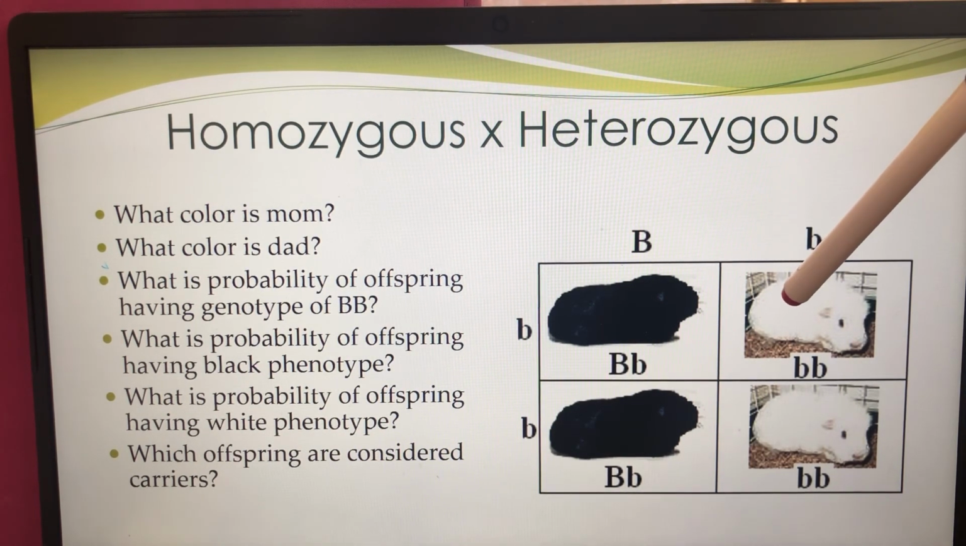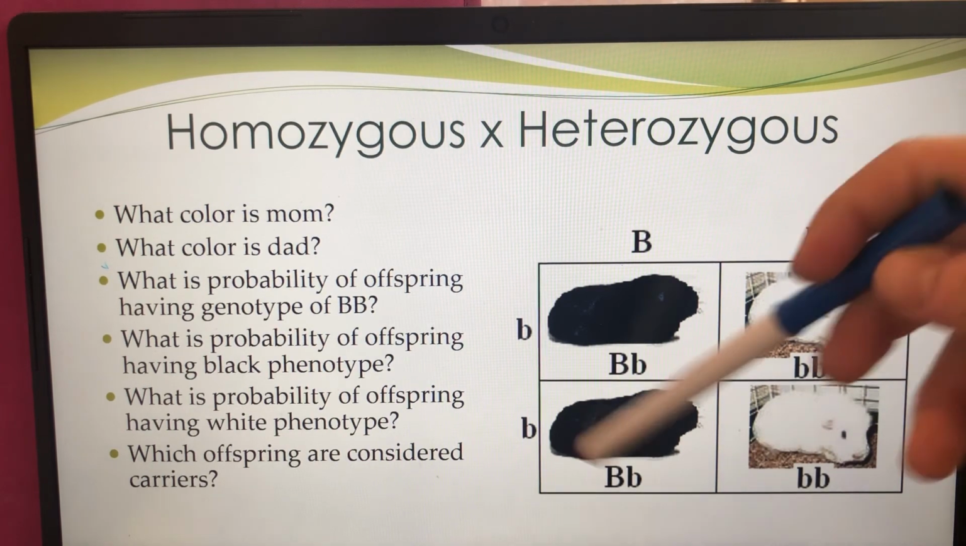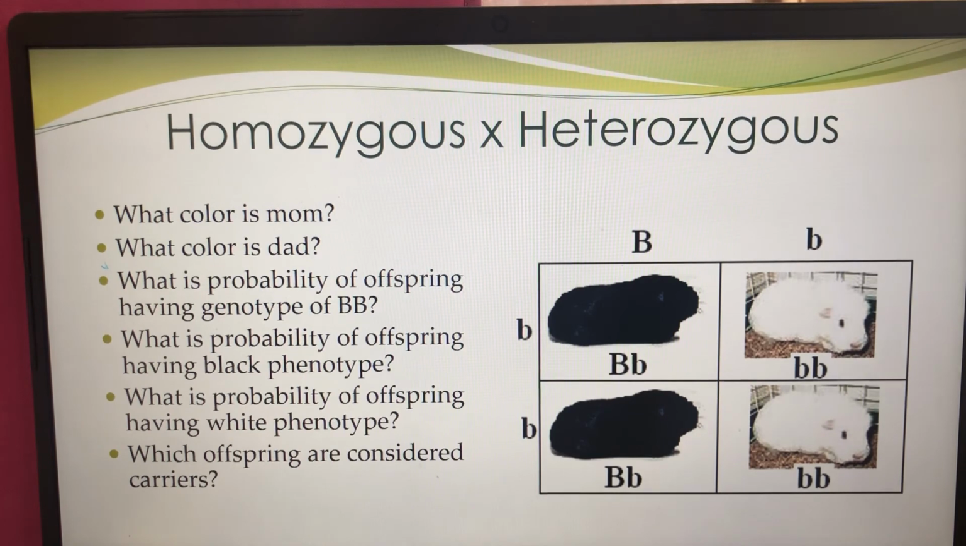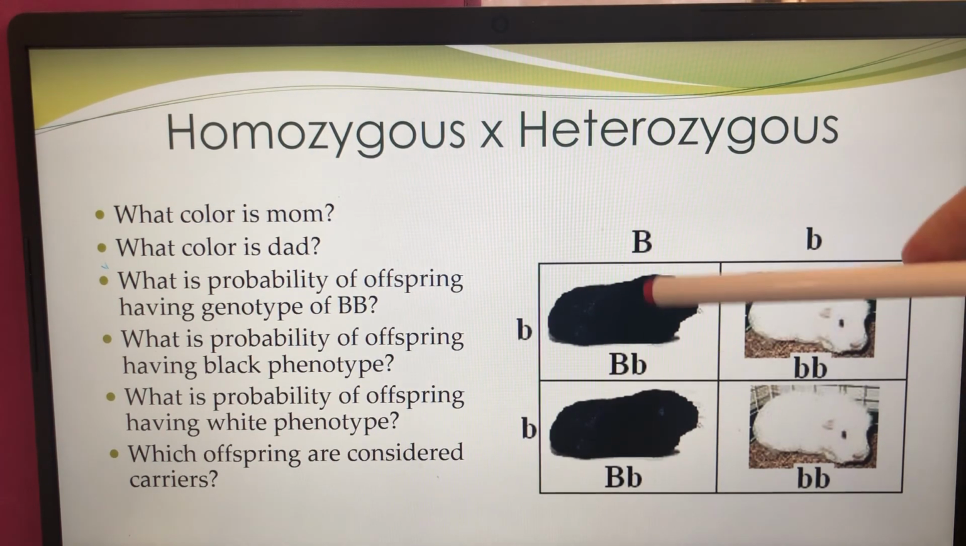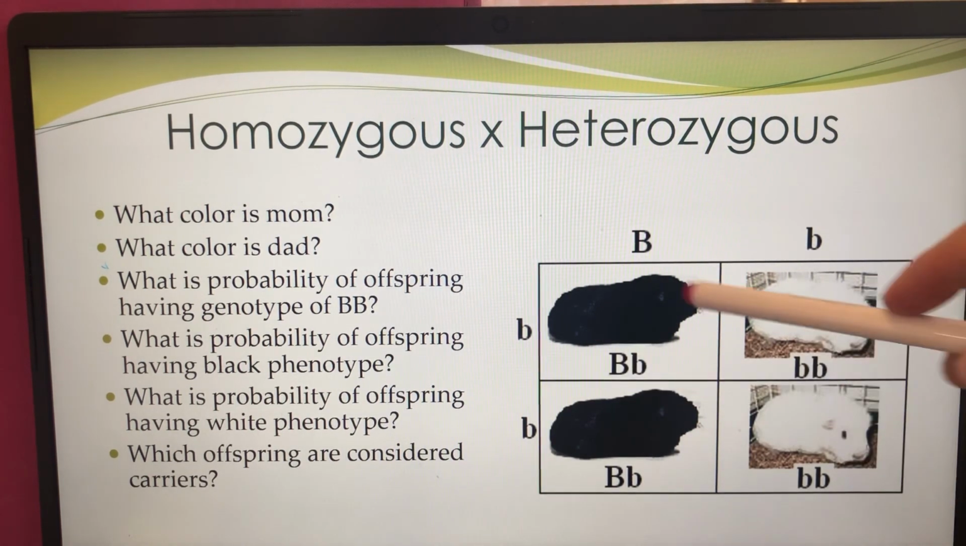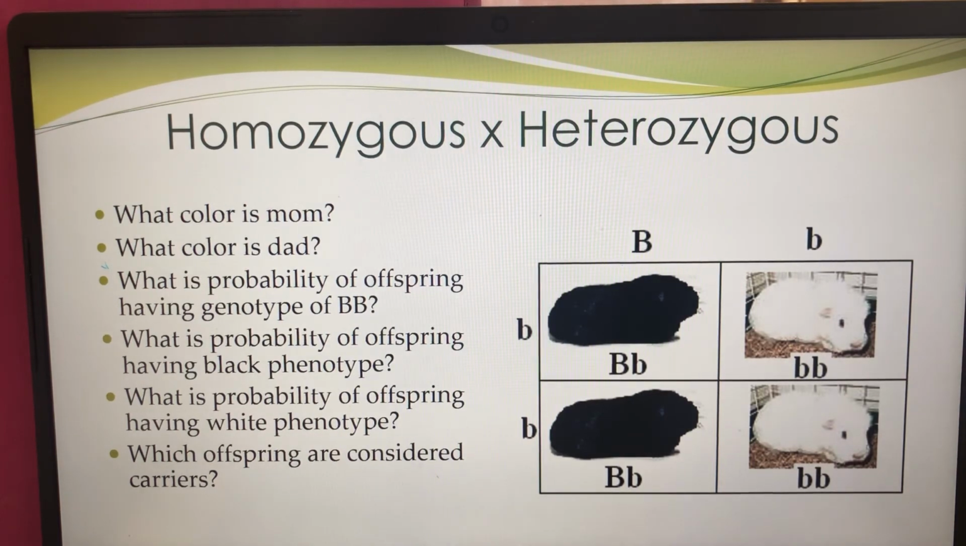Okay. What's the probability of the offspring having big B, big B? Nobody, because she can't give any big Bs. What's the probability of the offspring having a black phenotype? 50%. What's the probability of the offspring having a white phenotype? Again, I guess we've changed this to white now, the little b, little b. Well, it's 50%. Which of the offspring are considered carriers? These two, these black guys are.